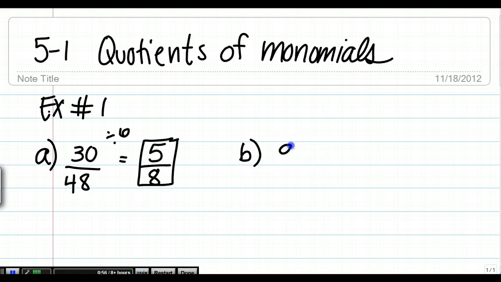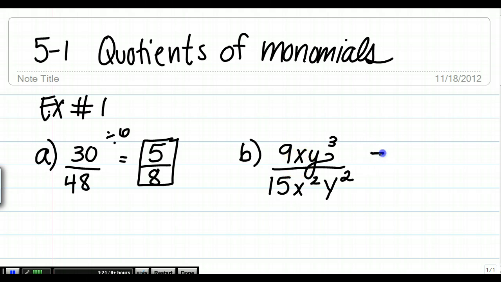What if I did the same thing except I put in some variables? Okay, well first we would just look at the 9 and the 15. And we go, what's the biggest number that goes into 9 and 15? And that would be 3. So 3 goes into 9 3 times, and 3 goes into 15 5 times.